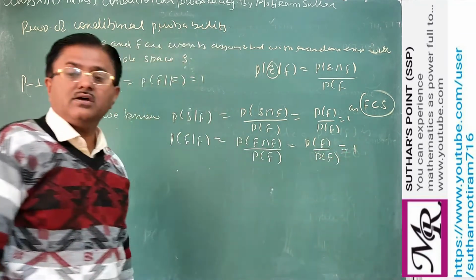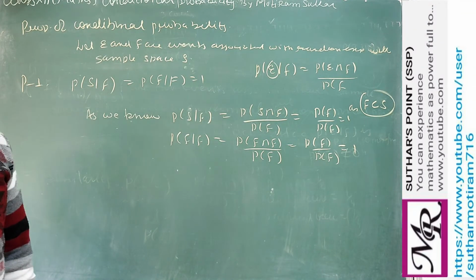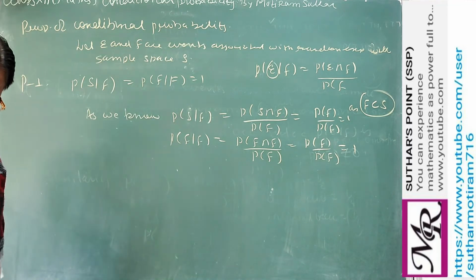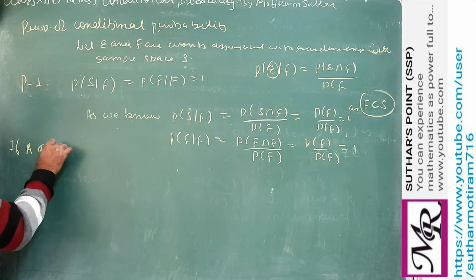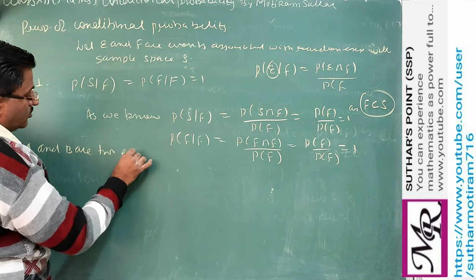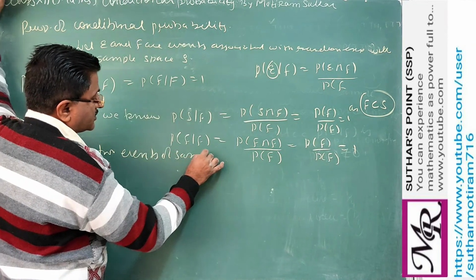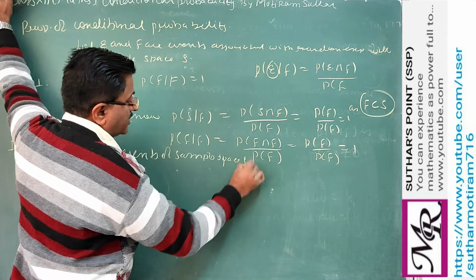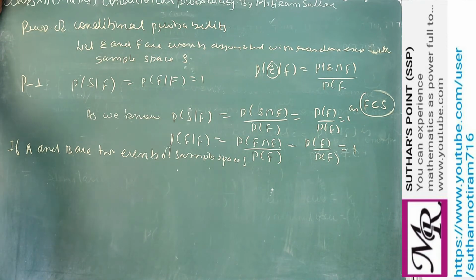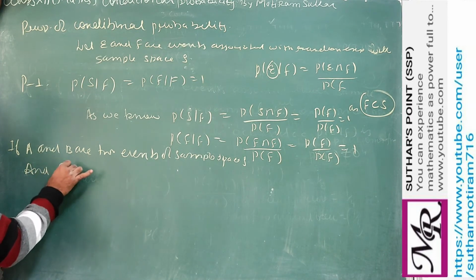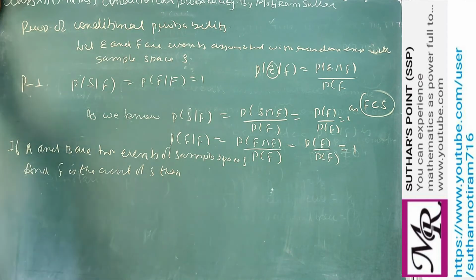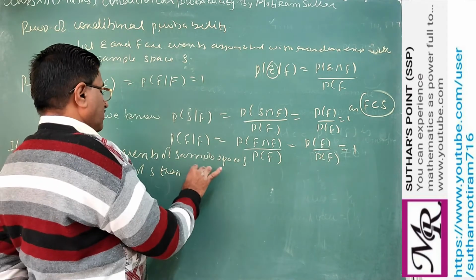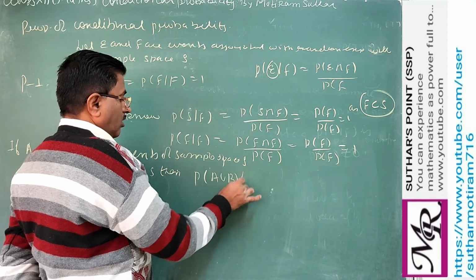So we are saying this is the first property. Clear? Then again, the second property: if A and B are two events of sample space S associated with a random experiment, and F is an event of S, then we have to prove a formula for the probability of A union B given F.